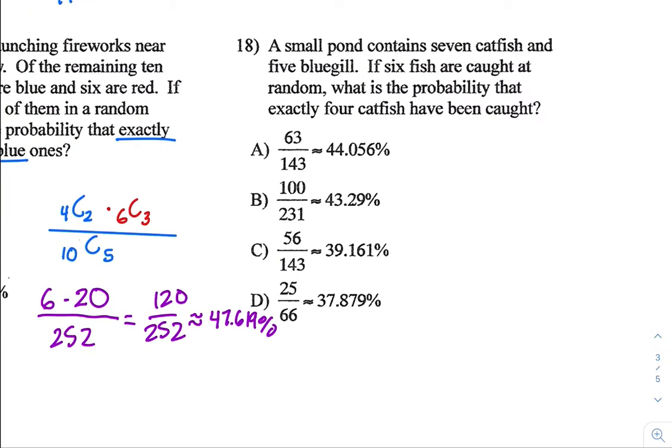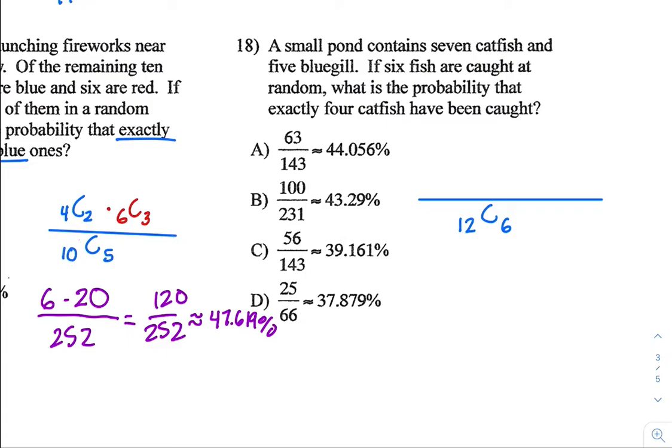18. Same type of ordeal. So for this one, a small pond contains 7 catfish and 5 bluegill. So that means I automatically know that there's going to be a total of 12 fish. And how many are we choosing? If 6 fish are caught. So out of the 12 fish, 6 fish are caught.